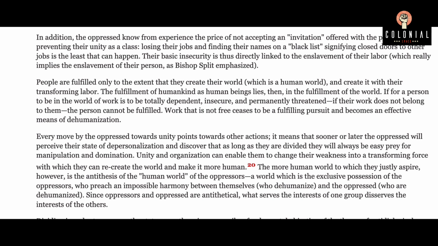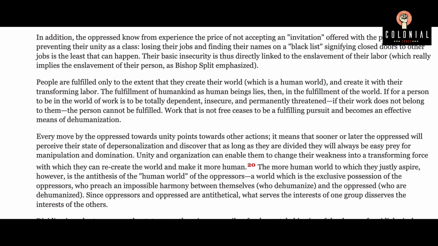If for a person to be in the world of work is to be totally dependent, insecure, and permanently threatened, if their work does not belong to them, the person cannot be fulfilled. Work that is not free ceases to be a fulfilling pursuit and becomes an effective means of dehumanization. Every move by the oppressed towards unity points towards other actions.